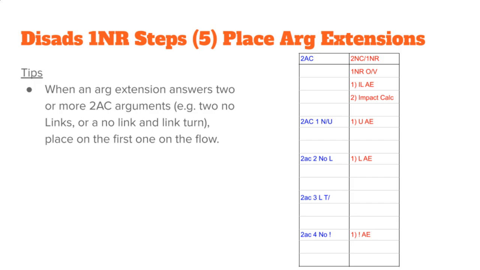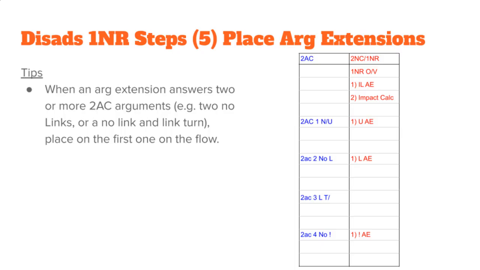Then you're going to place your argument extensions. So now you're going to look at the flow and see what their arguments are and where the rest of your argument extensions line up. And so here they have 2AC1. They have a non-unique, so they're attacking your uniqueness. Here's where you put your uniqueness argument extension. You look on the flow, they say no link, link extension. They say no impact, impact extension.